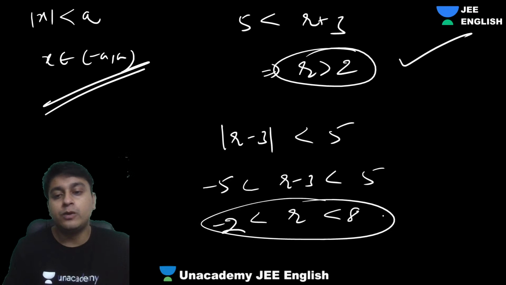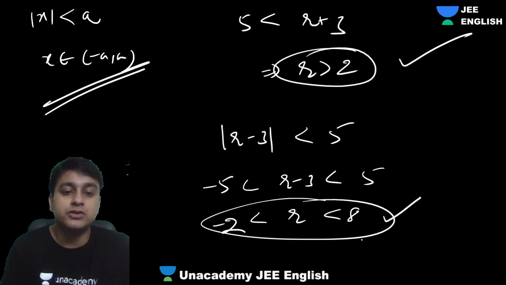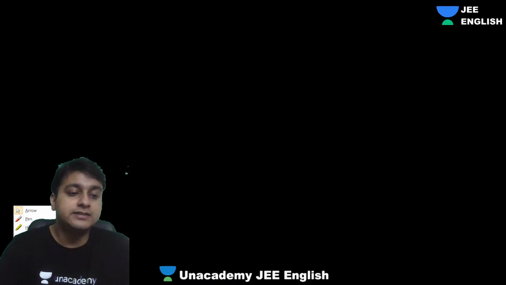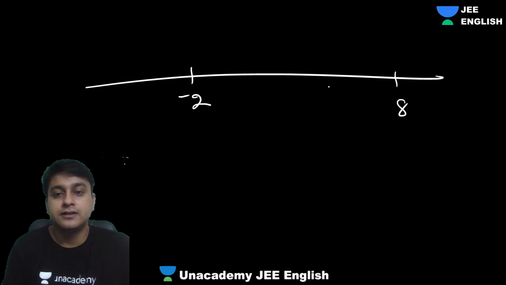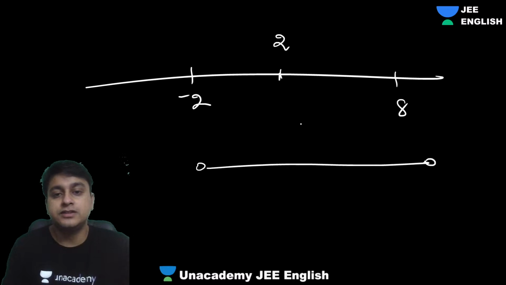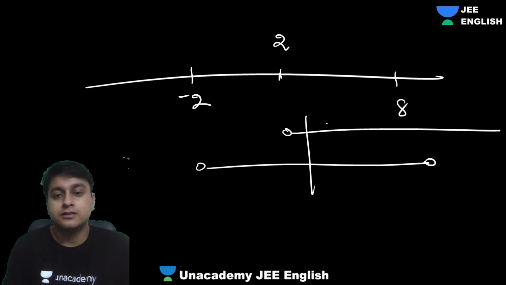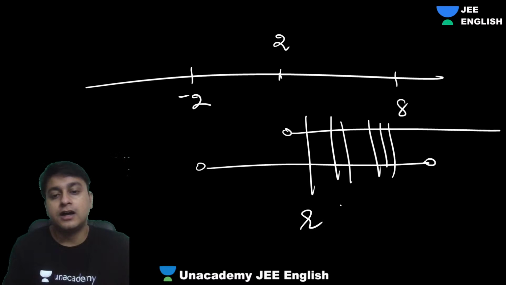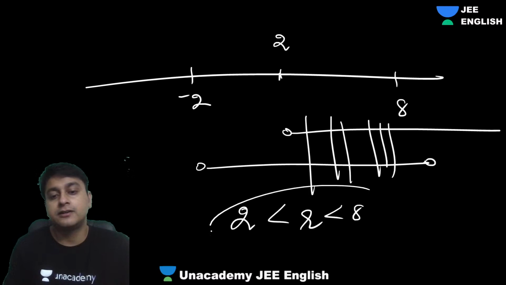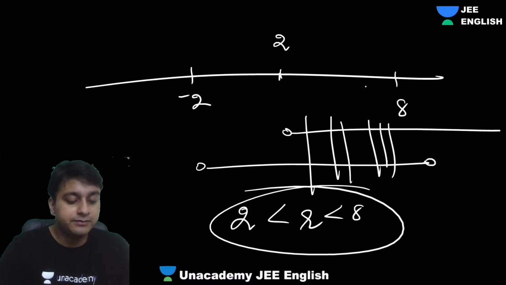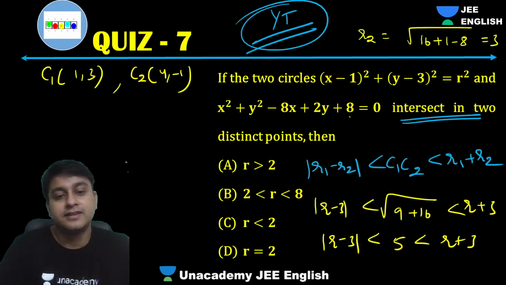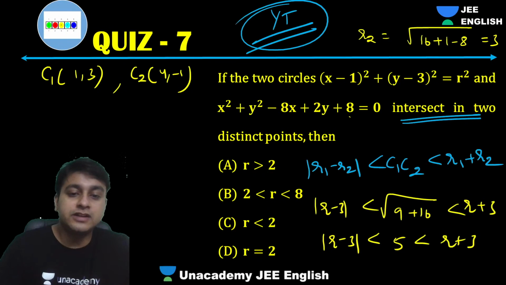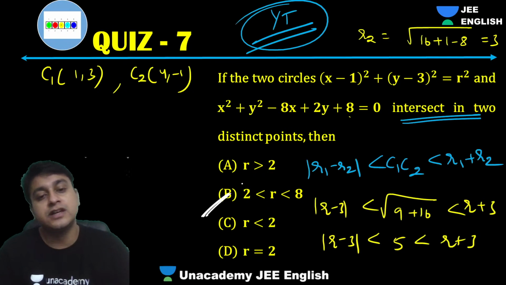So we have two inequalities and we take the intersection of both. One says R is between minus 2 and 8, another says R is more than 2. The common region is R between 2 and 8, and obviously radius can never be negative. Great. Understood, guys? So this was the condition. Many questions are asked like this.